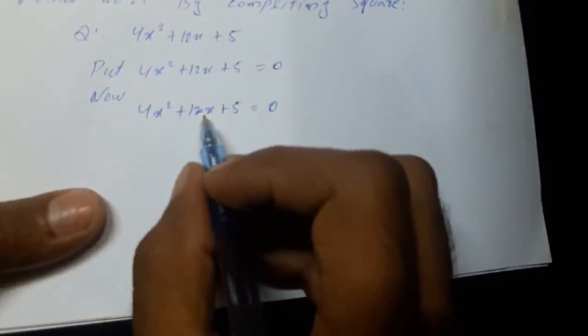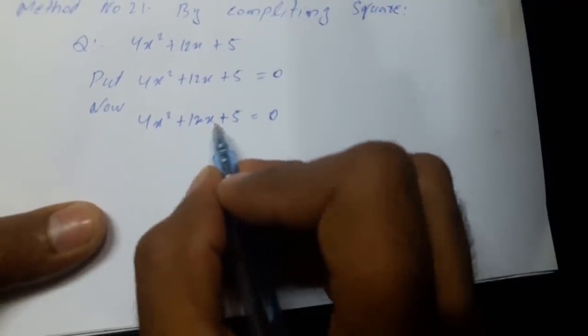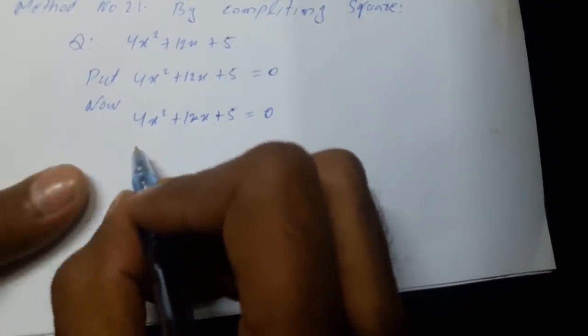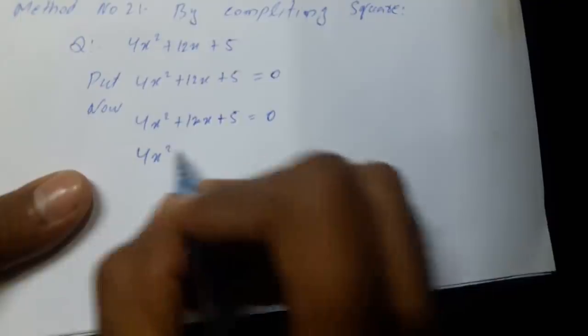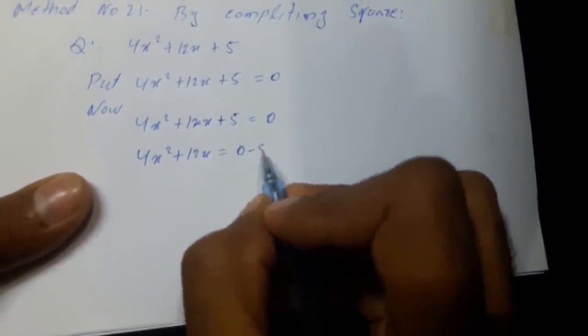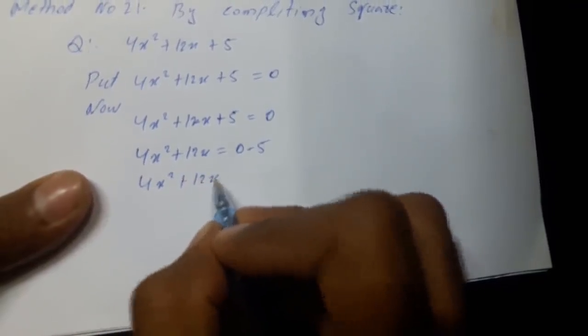So we have to solve this by completing the square. We will move the 5 from here to the other side: 4x square plus 12x is equal to 0 minus 5. So 4x square plus 12x is equal to minus 5. Now we will do the completing square method.